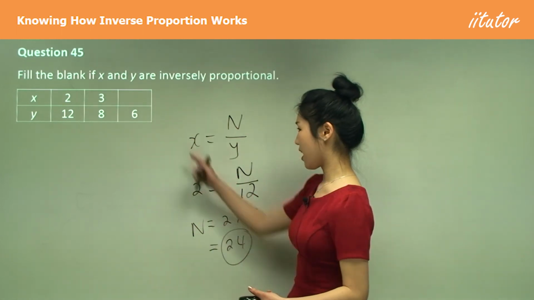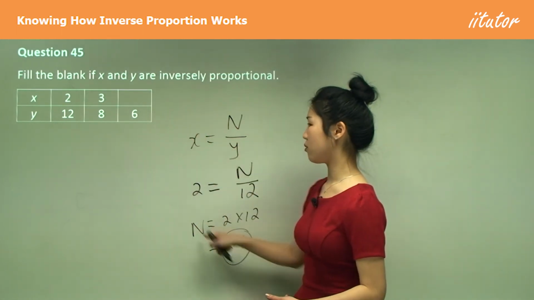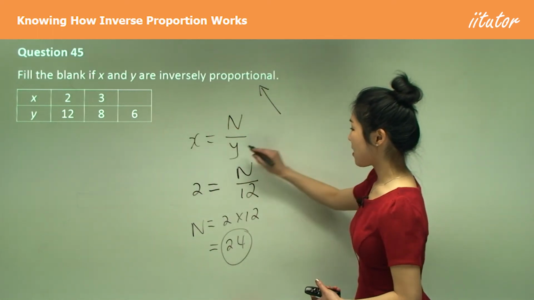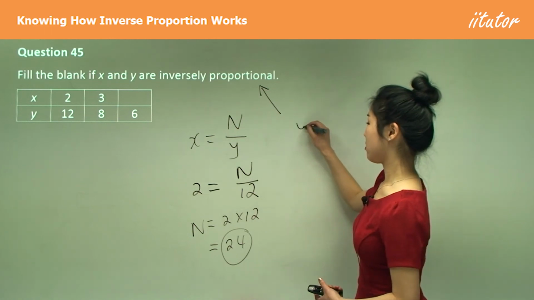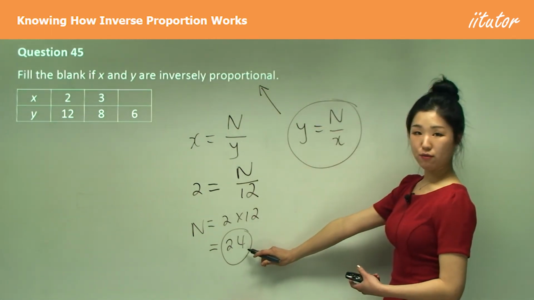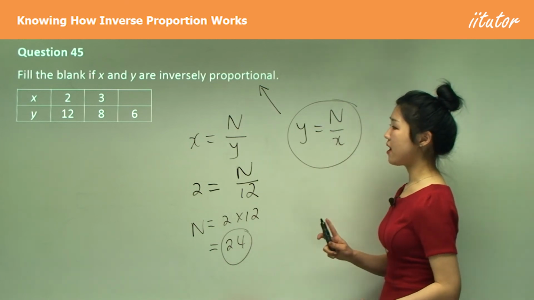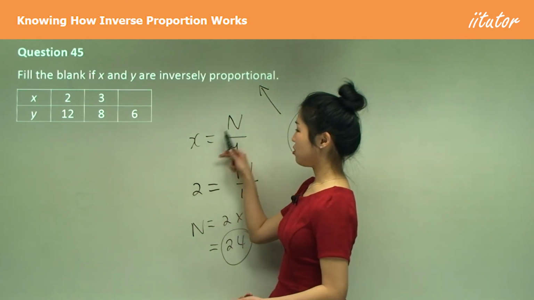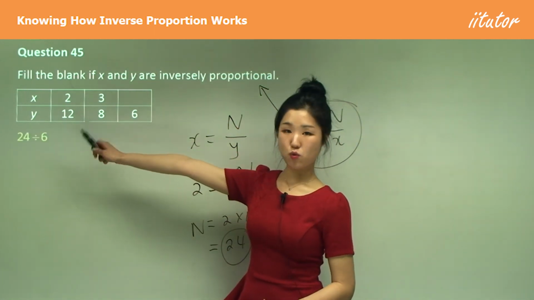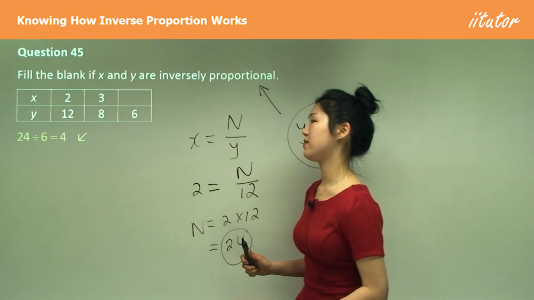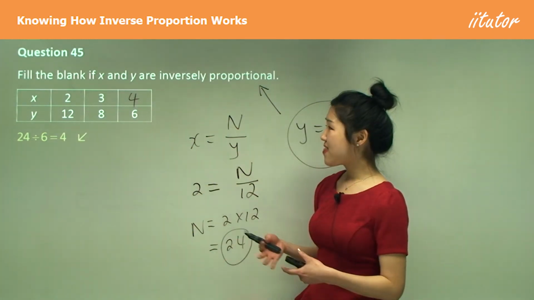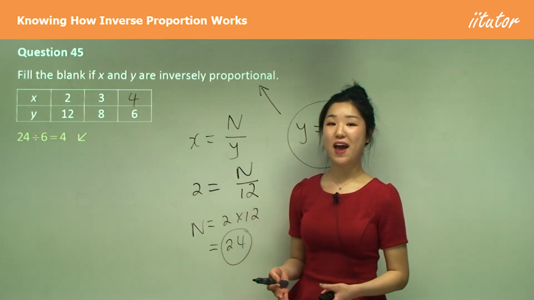To get x, we just have to do 24 divided by 6, because inversely proportional means that we can swap around x and y. So y is n divided by x. We know that n is 24. To get x, we do n divided by y, so n divided by 6. 24 is n. 24 divided by 6 is 4. So the number here is 4. And that concludes our lesson on ratio and proportion.